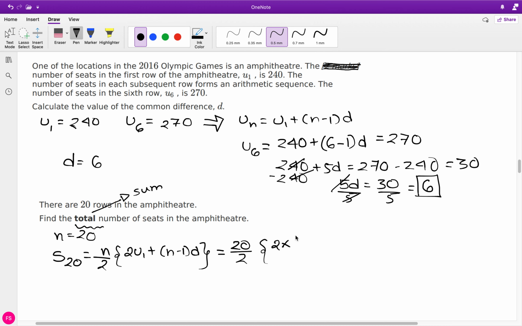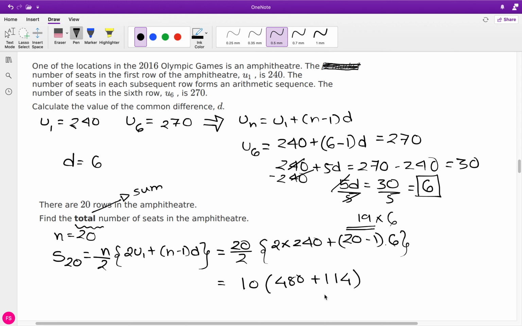So this equals, n is 20, 20 divided by 2 times 2 times the first term. Where is my first term? Oh, 240. Plus n minus 1, where n is the number of terms, which is 20 in this case. 20 minus 1 times the common difference, and that is 6. Let me just do this then. 20 over 2 is 10. Then 2 times 240 will give you 480. Plus, remember, always do this first: 20 minus 1 is 19, and this 19 you have to multiply with the 6. Now 19 times 6 will give you 114.